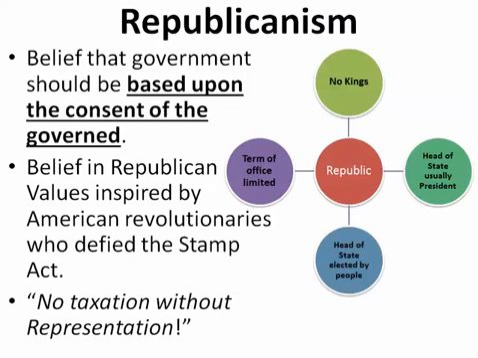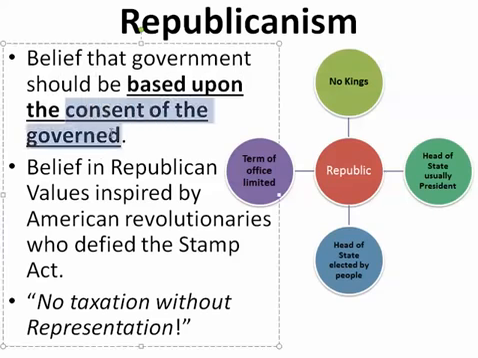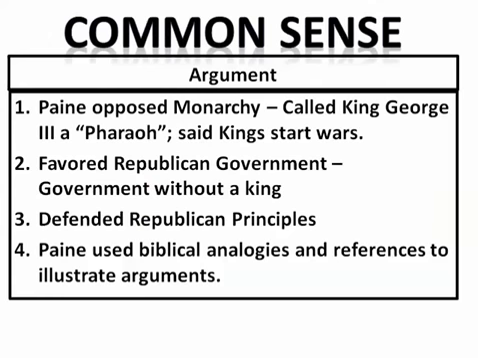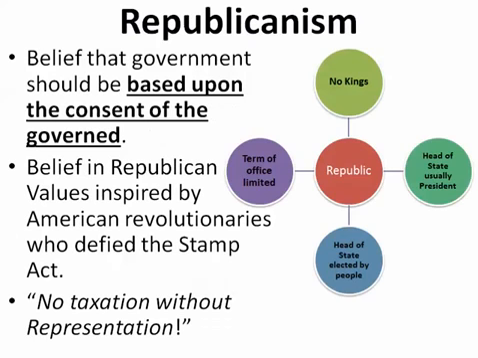Okay, so what is republicanism? It's the belief that government should be based on the consent of the governed. Look at that. Government should be based on the consent of the governed. And that's one of John Locke's fundamental principles. He argued that the government should be by the consent of the people. And here is Thomas Paine arguing this same thing, that we should have a republican government and that it should be based on the consent of the governed.